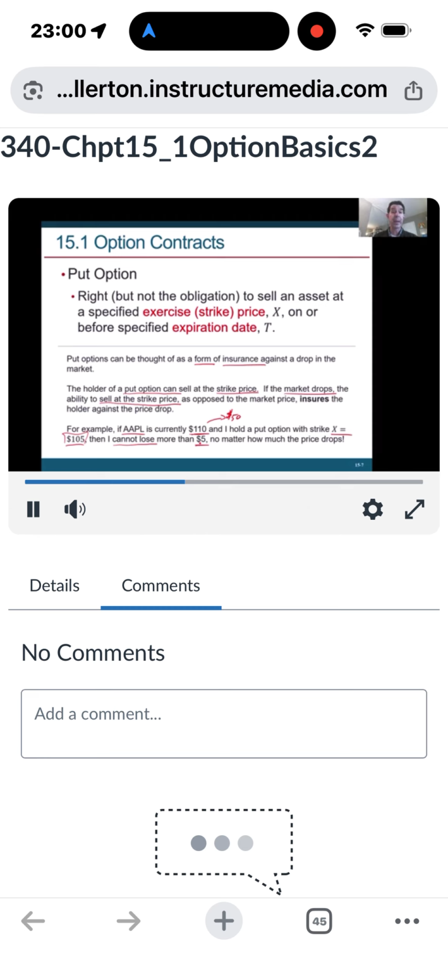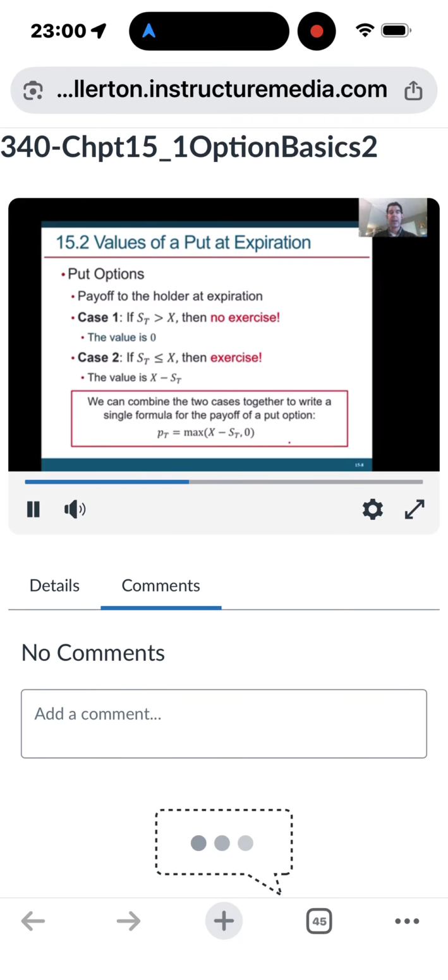Again, I might have had to pay for this option initially, but once I've paid for it, now that strike price limits the amount that I can lose, no matter how much the price drops. So again, put options, many people, if they hold shares in something and they want to protect those shares against a price drop, they can buy a put option. And the strike price always guarantees that they can sell at that strike price.